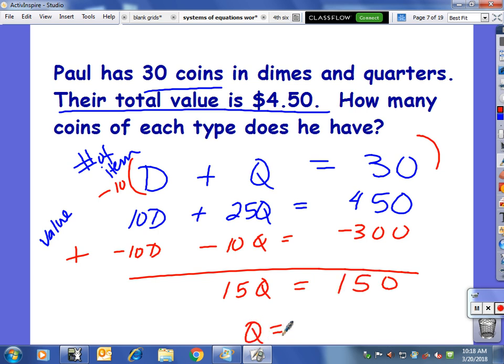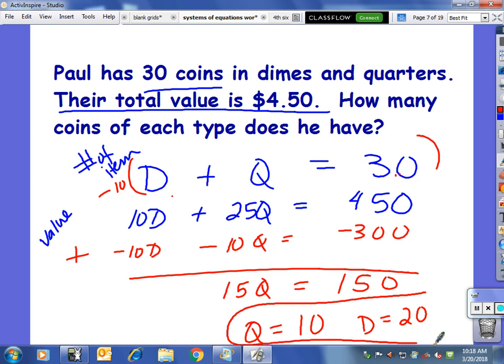How many quarters did you get? I got 10. I made the dimes cancel and I got 10 quarters. There was 30 total coins, remember? So if 10 of them are quarters, how many of them are dimes? 20. I went back up here and did 30 minus 10 is 20. If I were you, I would check it.